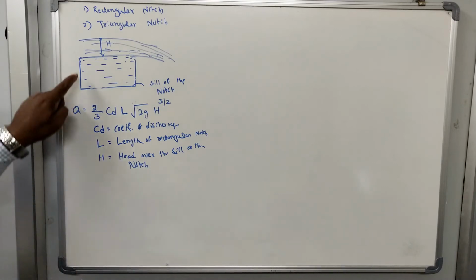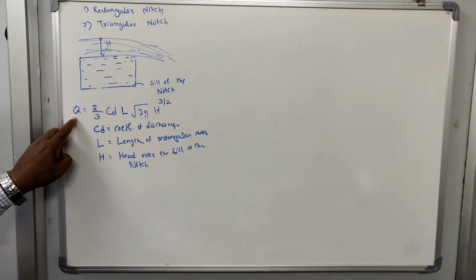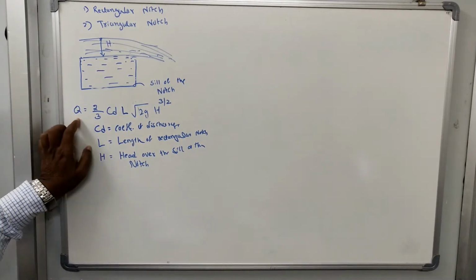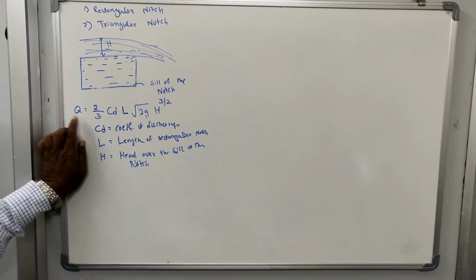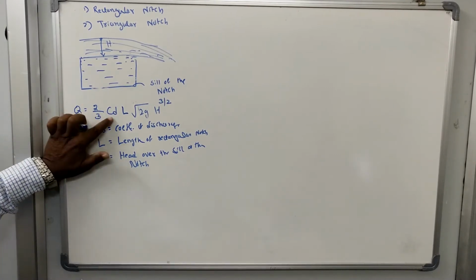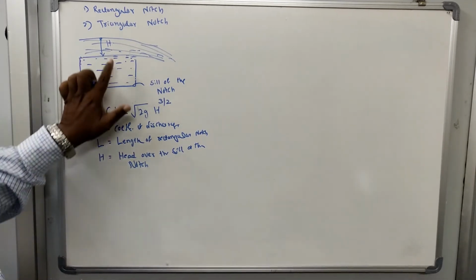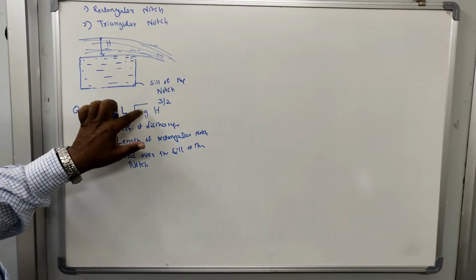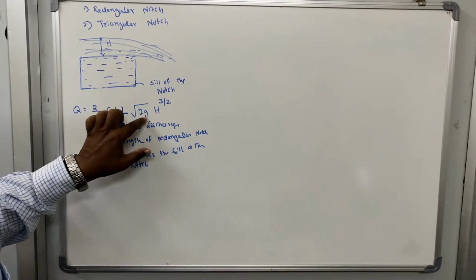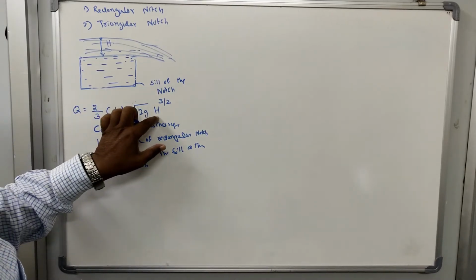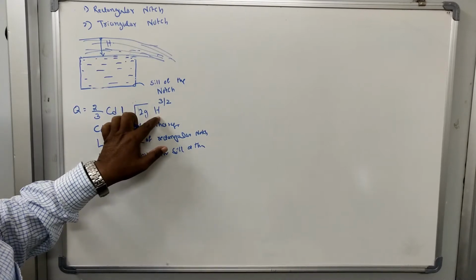So this equation holds good for the rectangular notch. That is, for the rectangular notch, the discharge over the sill is 2/3 CD L root 2G H raised to 3/2. CD is the coefficient of discharge, L is the length of the rectangular weir or notch, G is the acceleration due to gravity, and H is the head over the sill of the notch.